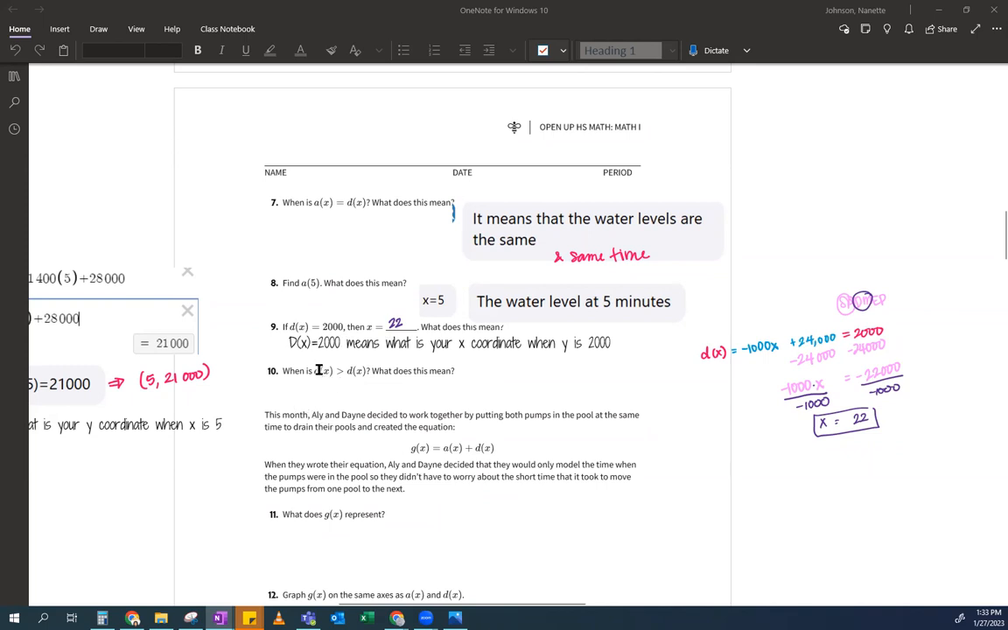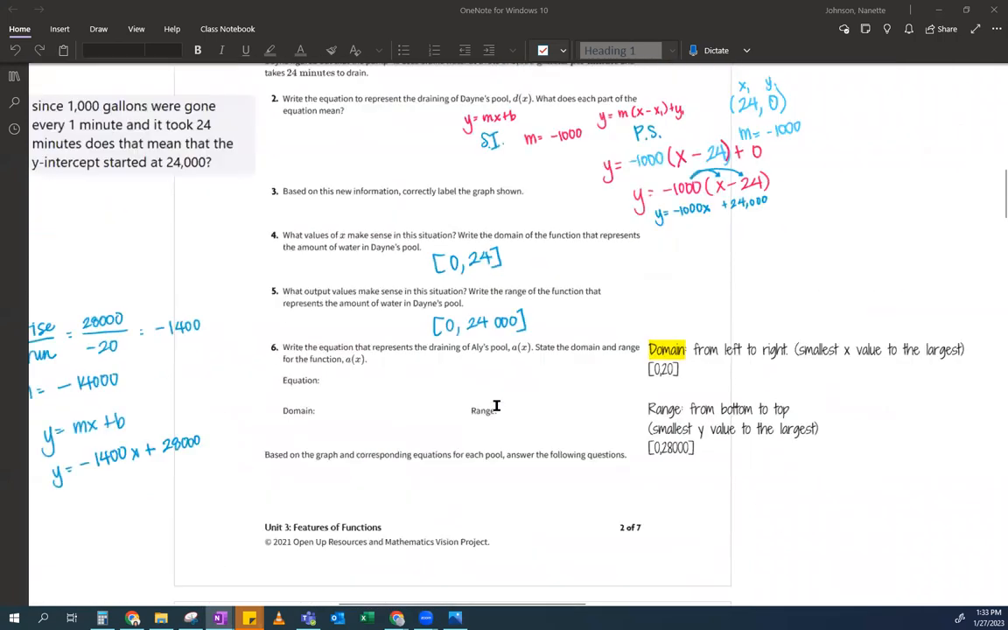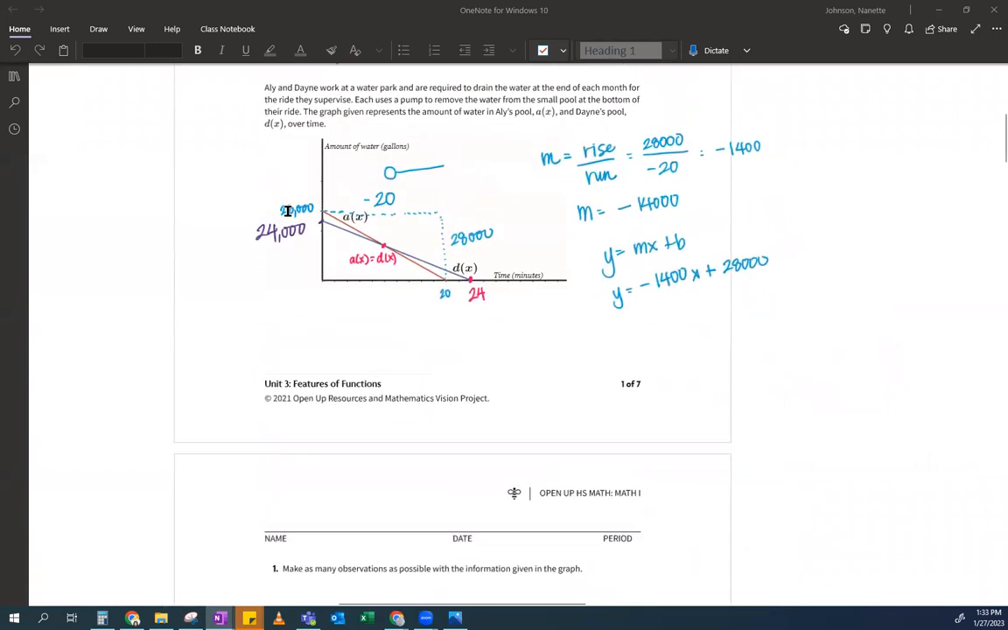Okay. This looks crazy, but please just think about this as a number. When is this number bigger than this number? When is A of X bigger than D of X? Okay, look up here. When is A of X bigger than D of X?